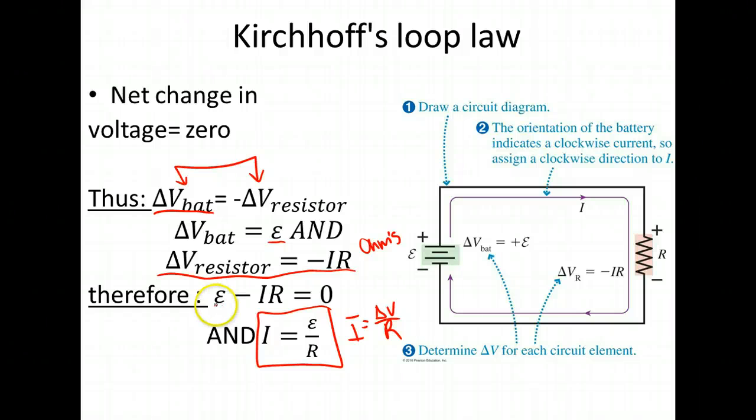Right, no, the voltage of the battery minus the voltage difference across the resistors has to be zero, because of this law. And then when I substitute delta V into Ohm's law, I can come up with the EMF of the battery divided by the resistance of the resistor is equal to the current. And just a little bit of substitution.